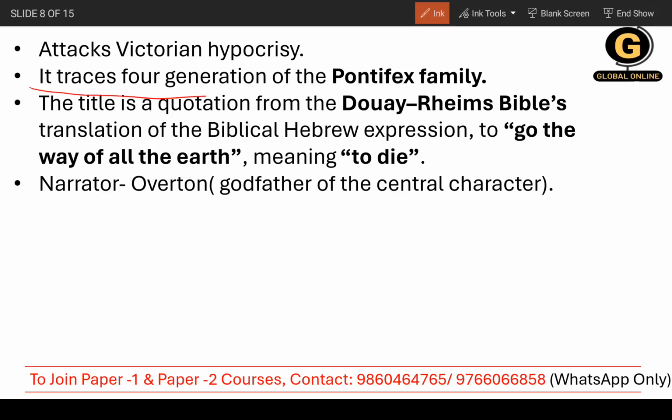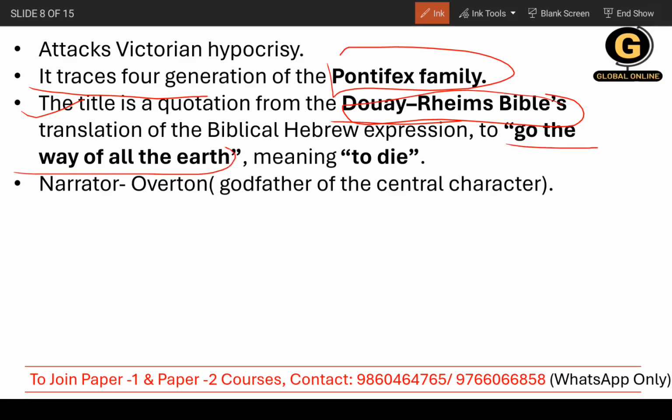Now it traces 4 generations of the Pontifex family. Do remember this. The title is from a quotation from the Bible, the Douay-Rheims Bible, which is a translation Bible. The lines are, go the way of all the earth, meaning to die. Now the narrator who is telling the story is Overton, Ernest's godfather, and Ernest is the central character.